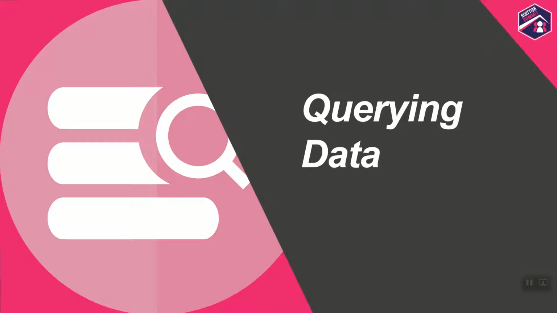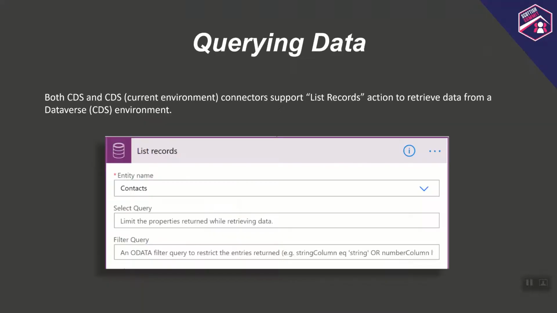Let's have a look at how to query data from a Dataverse instance. Both the CDS and the CDS current environment connectors have an action called list records. You can use this list records action to retrieve data from a Dataverse environment. There are some similarities and differences when you compare this action from CDS to CDS current environment connector. We will go through those in the next slide.